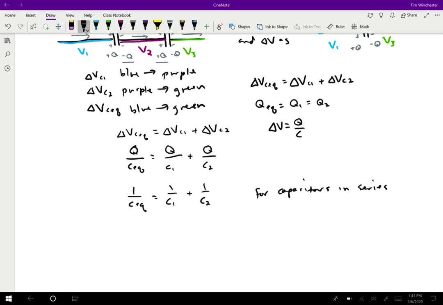Okay, so notice that this relationship is different than the other one. So if I solve for C equivalent, then I'm going to have 1 over C1 plus 1 over C2, which I cannot make into just C1 plus C2. That is a different relationship than the one that we had before.